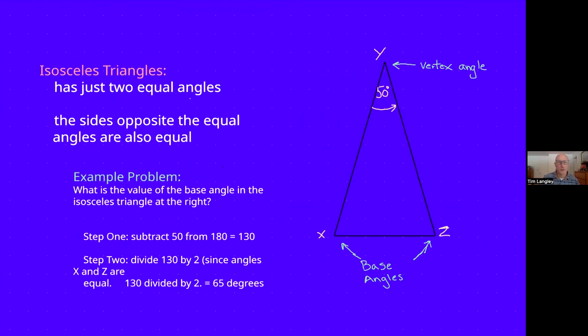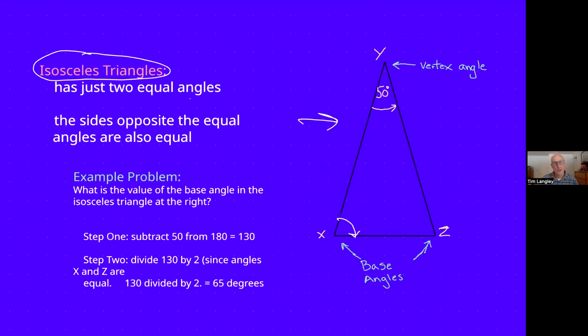All right, isosceles triangles. So this is another one. We had equilateral triangles where everything was equal, okay? Isosceles triangles have just 2 equal angles, and the sides opposite the equal angles are equal, okay? Let me show you over here to the right what that means. These 2 base angles at the bottom of this triangle, angle X and angle Z, are the 2 that are equal, not 3, but 2.